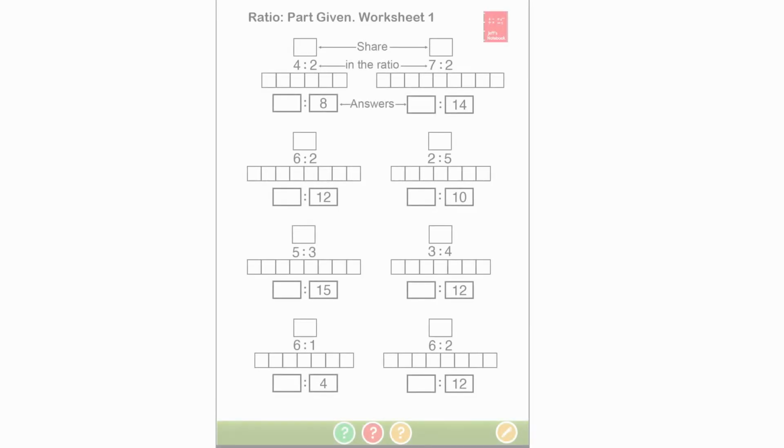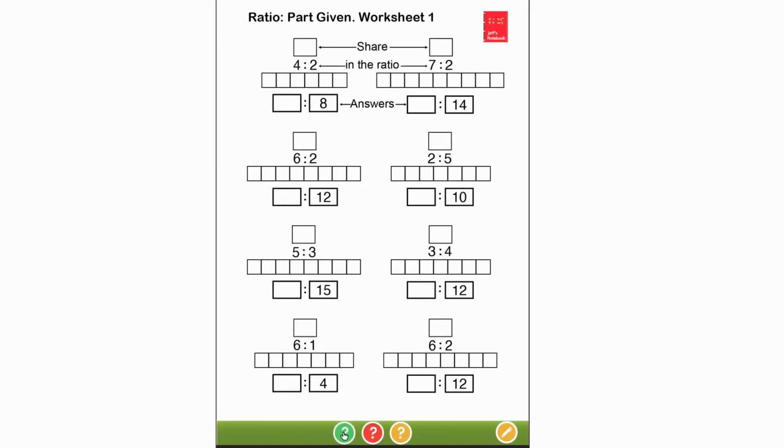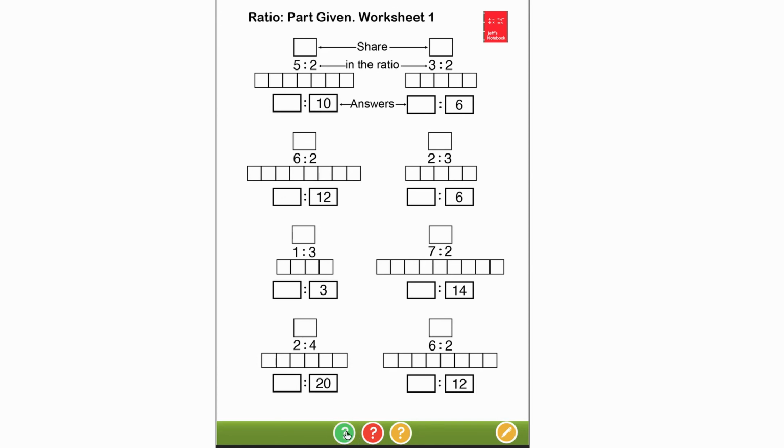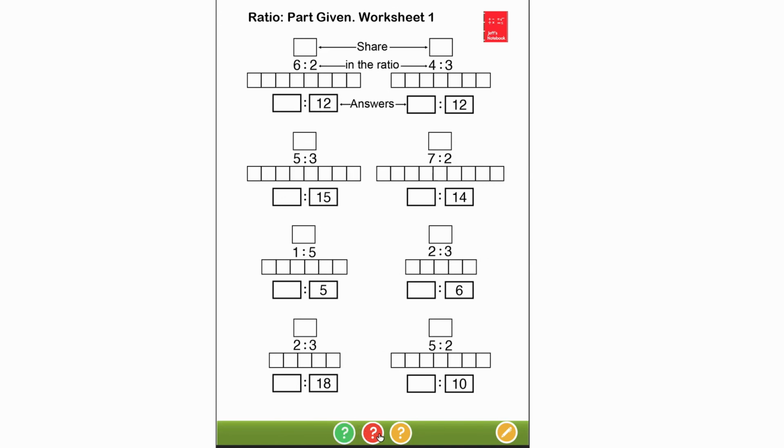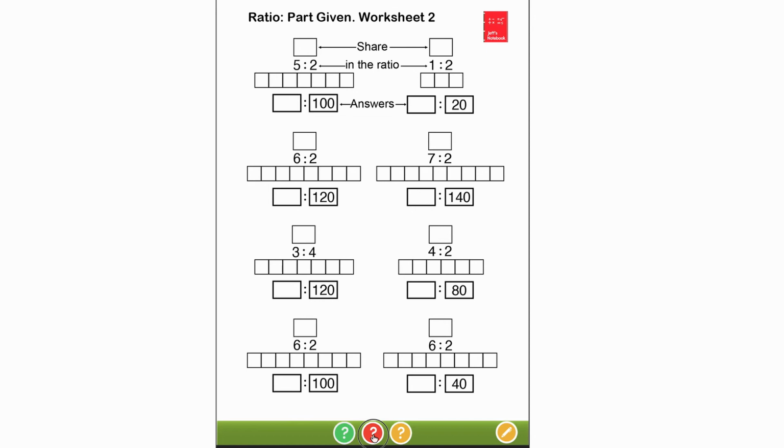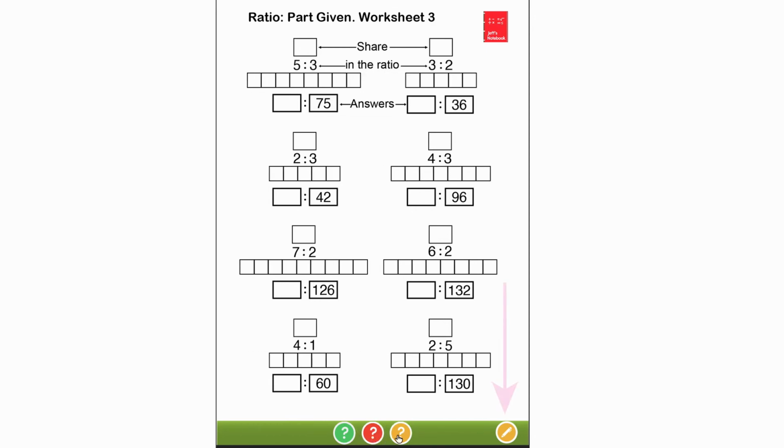The second set of printable worksheets complement the second teaching page and again provide 3 ranges of numbers which can be randomized, and also at the click of a button you can see the answers.